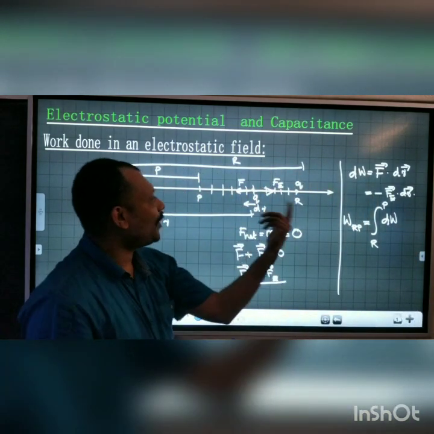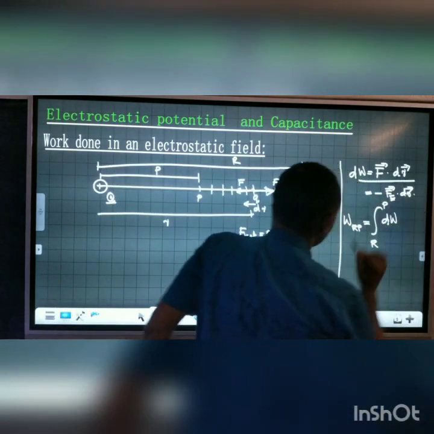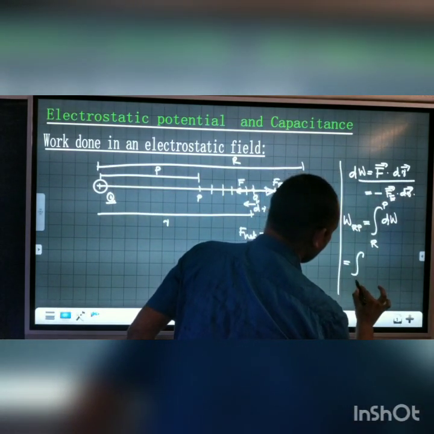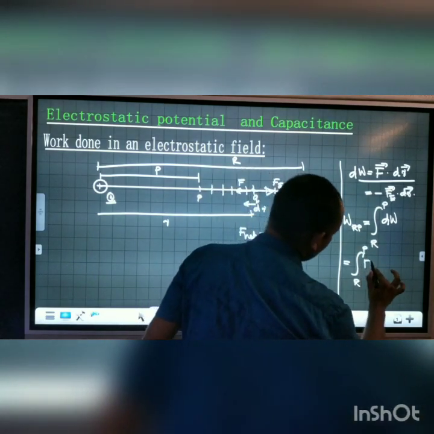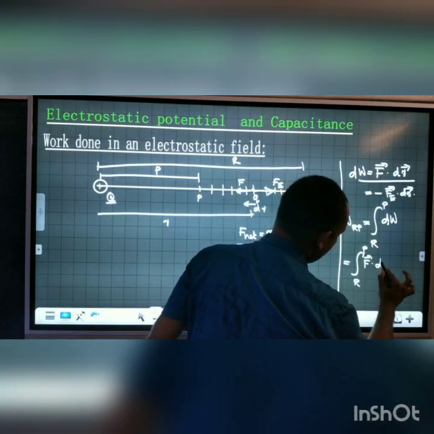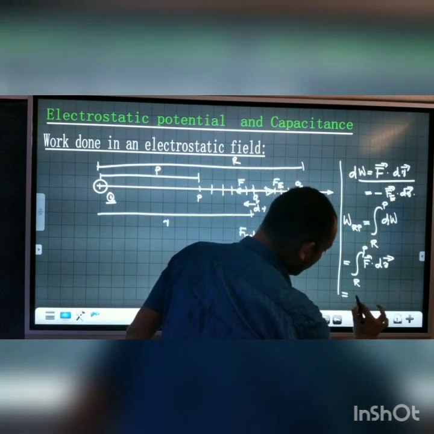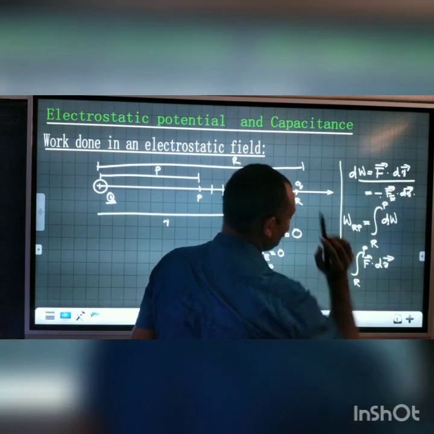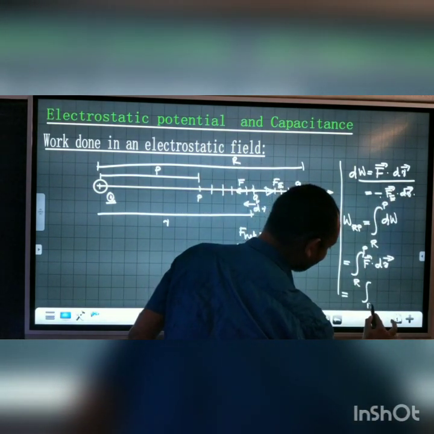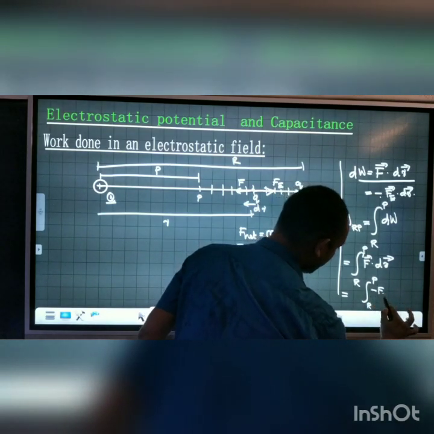But what is dW? Already I wrote it on the board. That is equal to integral R to P F dot dr, or that is also equal to what? F dot dr is also equal to this term, integral R to P minus F_e dot dr.